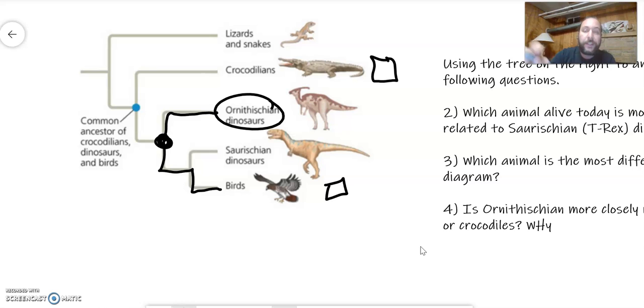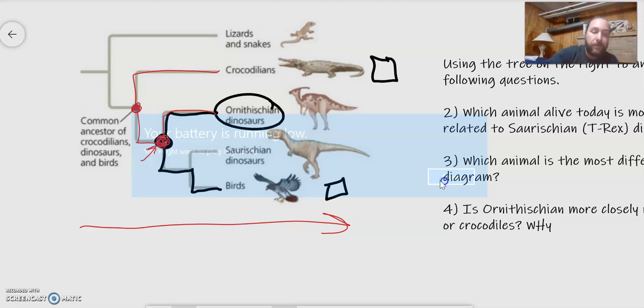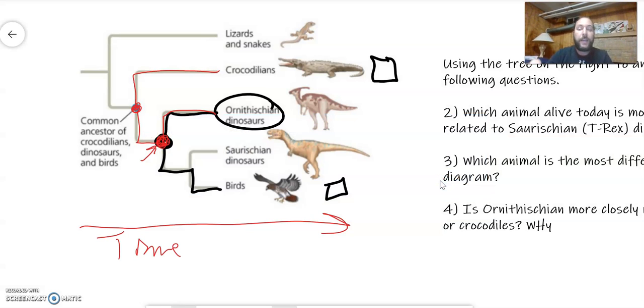But if I'm trying to find the common ancestor of the crocodiles, I have to go back past the common ancestor here to a common ancestor here. So while ornithischians and crocodilians are related, ornithischians and birds are much more closely related, or more recently related, because you can think of this as sort of being time. Okay, and this division is more recent.